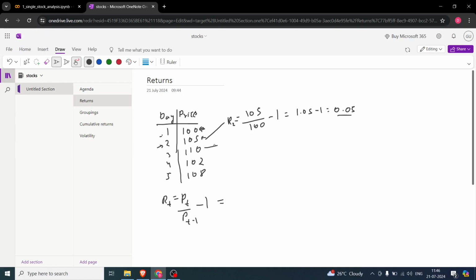Now what is the return on the third day? For the third day, you have to say R3 is equal to the price on that particular day, that's 110, divided by the price on the last day, that is 105, minus 1. So this will give you some number.